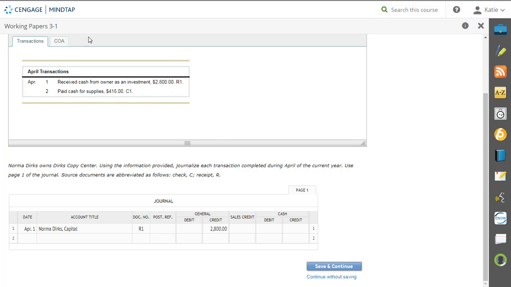Now, the other account that I'm affecting is cash. Do I have more cash or less cash? More. Leon, you are correct. What's the more side of cash? Debit. So I'm going to go ahead and debit cash $2,800. Bam! That is your first journalizing of transactions. Congratulations, class. Way to go.